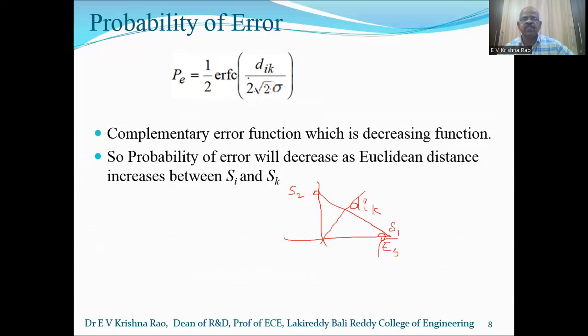That is what the complementary error function of u is, where e power minus z square dz is a decreasing function. So this is how we measure the probability of error in terms of equivalent distance and variance.